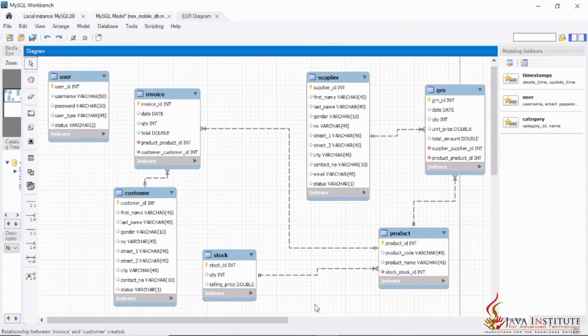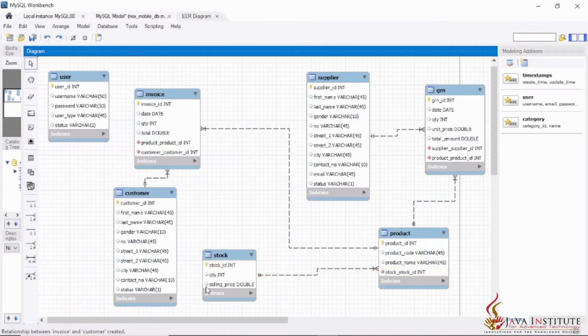You can see here between these two tables, the invoice table and the customer table, there is a one-to-many relationship. And between the invoice and the product table, there is also a one-to-many relationship. That means automatically, through this invoice table between the customer table and the product table, a many-to-many relationship has been created. For that many-to-many relationship, this is the intermediate table. That means we have created it manually as the invoice table.